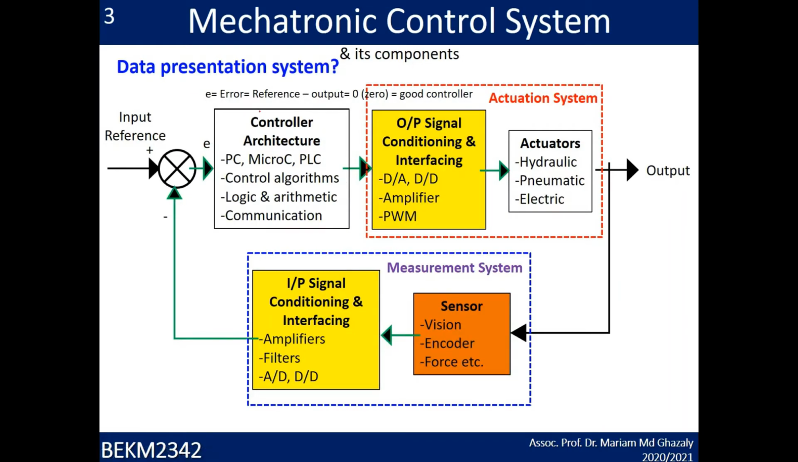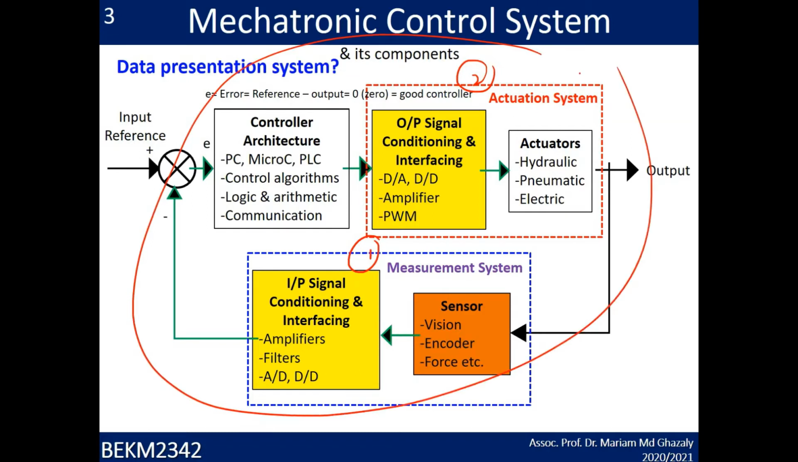So let's just do a recap on what are the three main block diagrams under mechatronic system. The first one is the measurement system. Second is the actuation system. And third is the whole block, which we call the control system.